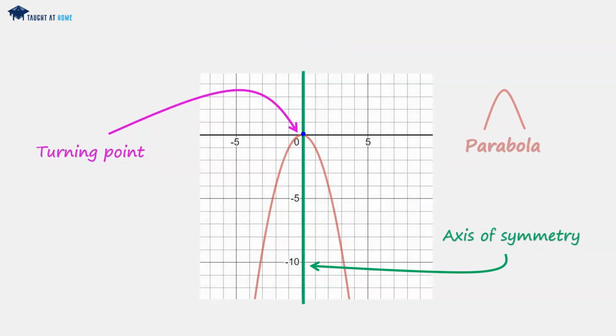We also have a shape like this, which is an inverted U shape. It still has a turning point, but the turning point is at its maximum, and an axis of symmetry. This is f of x equals negative x squared. So the negative term in front of the x squared tells us that the shape is going to be an upside down U.